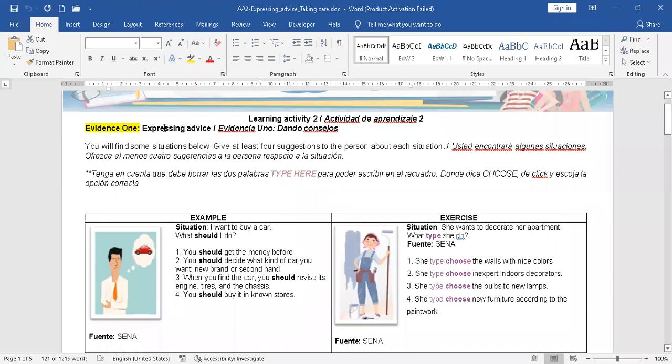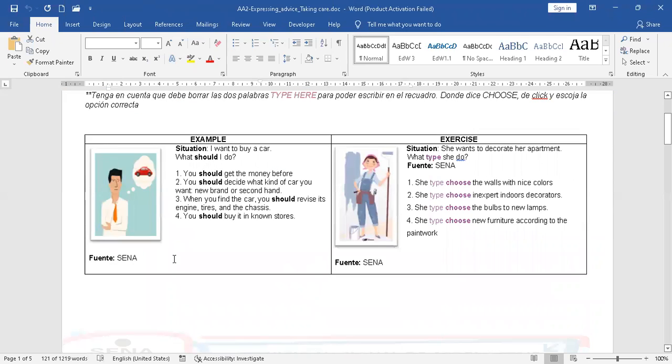The first one is expressing advice. You will find some situations below. Give a list of suggestions to the person about each situation. 4 suggestions. So here we have a situation. We have this guy. He's thinking about a new car. He's thinking about a car, a red car. We have there a red car. Tenemos a este señor y él está ahí como pensando en un carro. El carrito parece ser rojo.